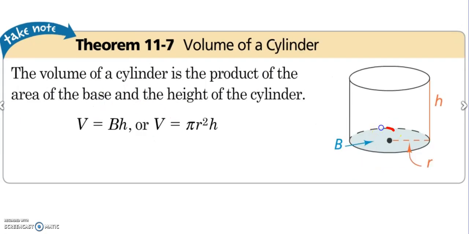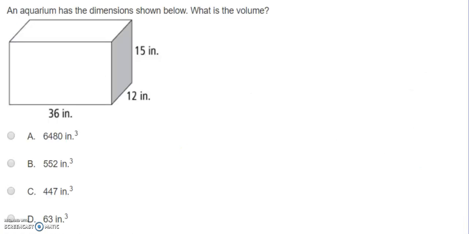For the volume of the cylinder, it's still the same exact thing, the area of the base times the height. And we know that big B of a circle is pi radius squared, times the height. Okay, so let's just get right into some practice problems.